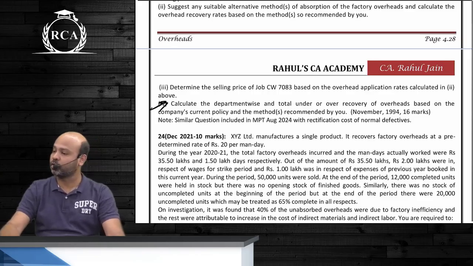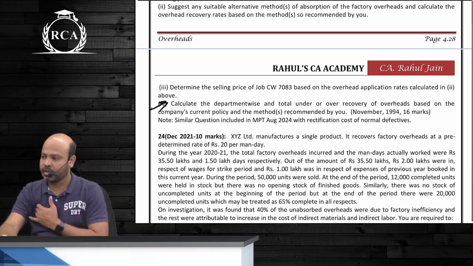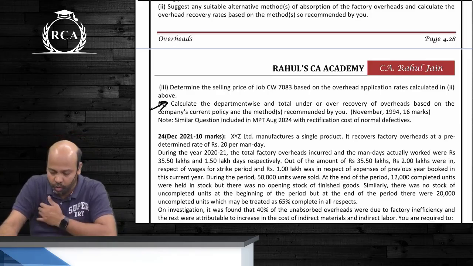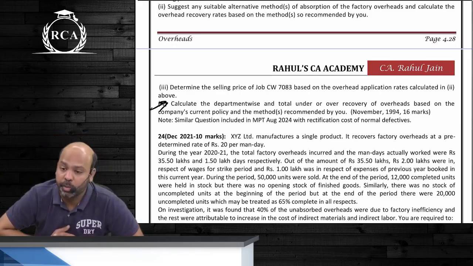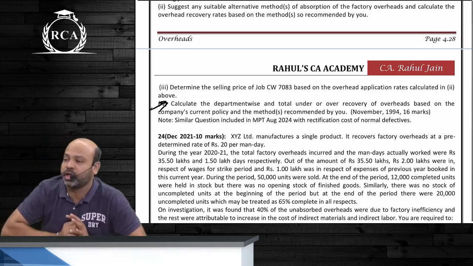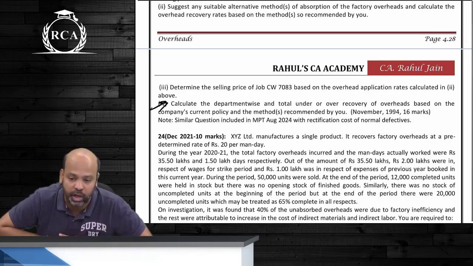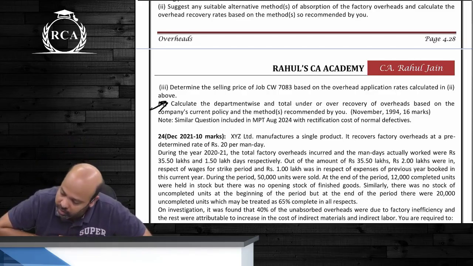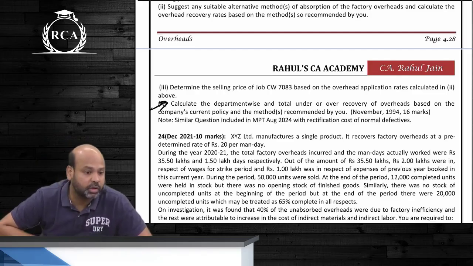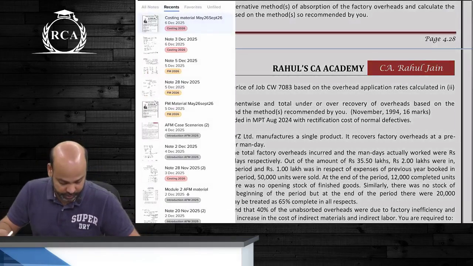How do you compute under or over recovery of overheads? You compare the amount of overheads absorbed with the amount of actual overheads. If you're absorbing more, that is over recovery. If you're absorbing less, that is... I'll do that part. Are we all clear about this? Chalo beta, let's start writing.